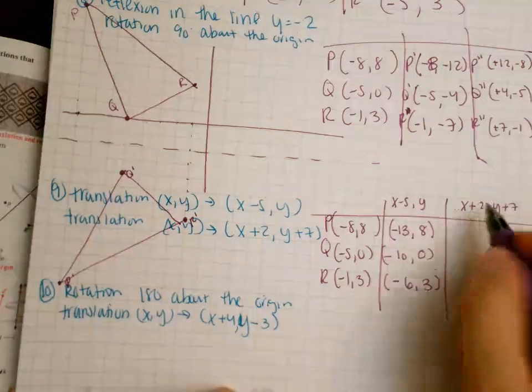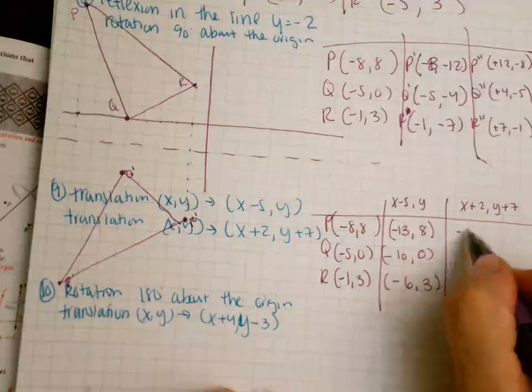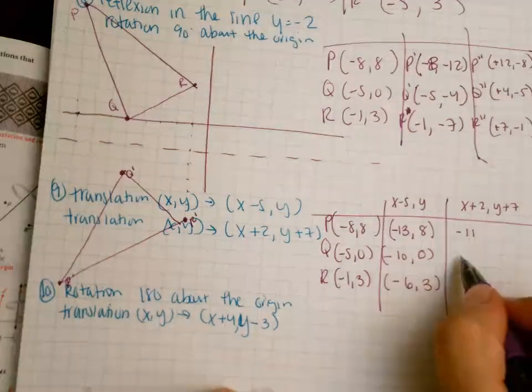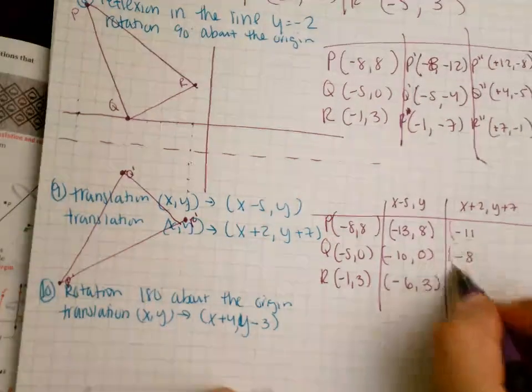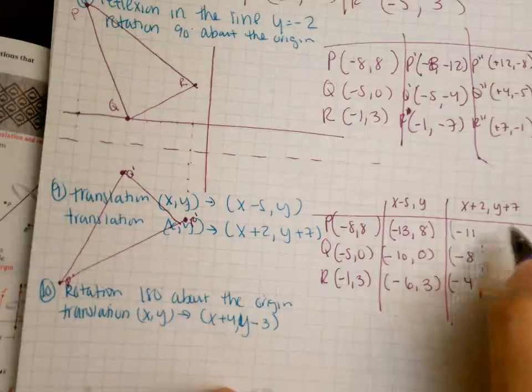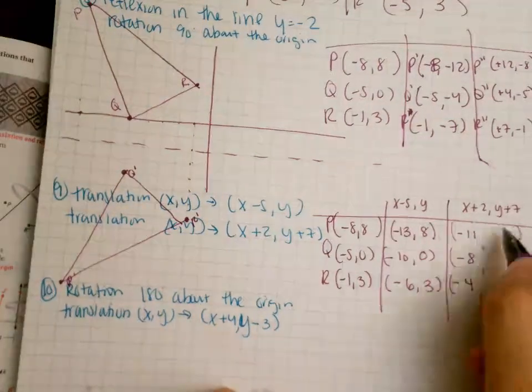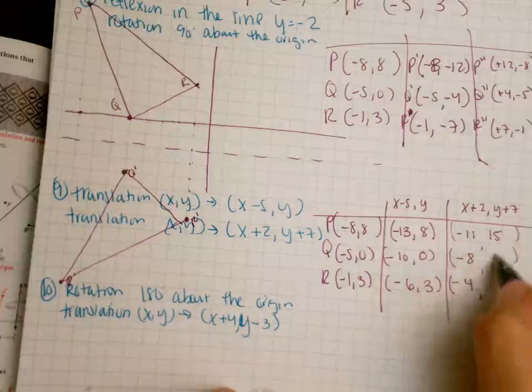Now I'm going to add 2 to my x's. Negative 11, negative 8, negative 4. And I'm going to add 7 to my y's. 15, 7, 10. And those are my final answers.